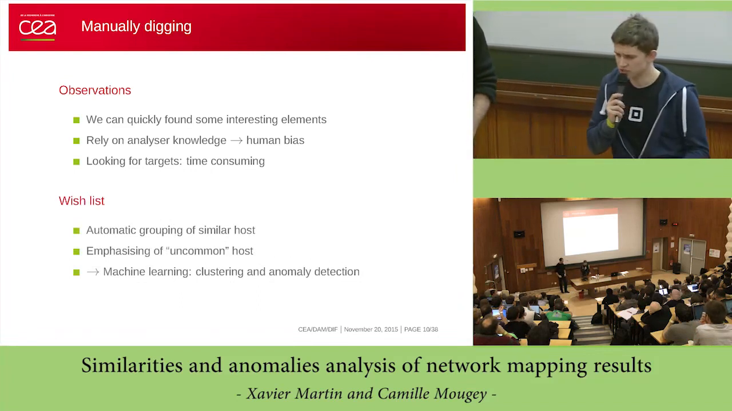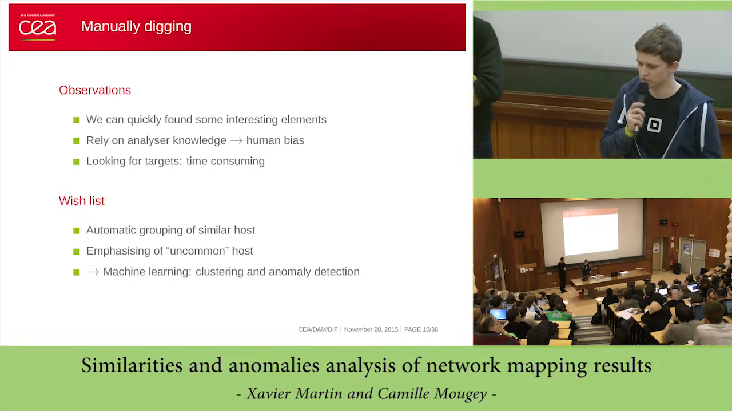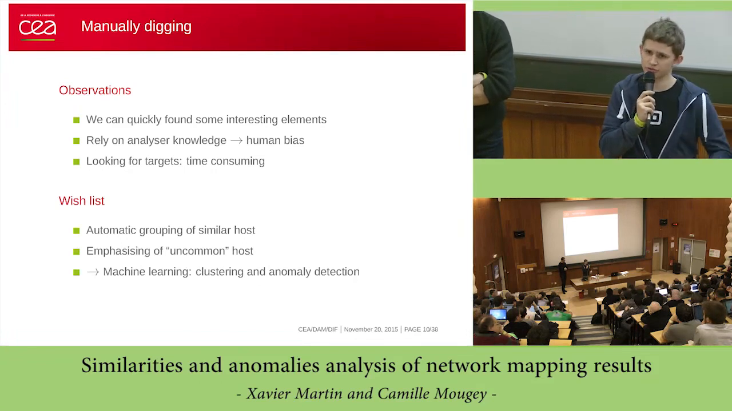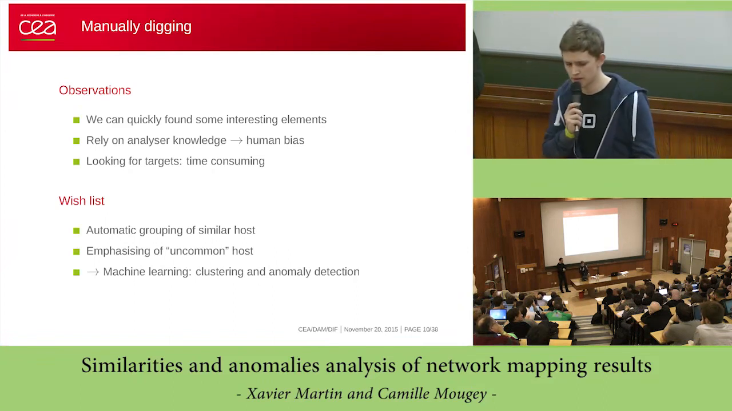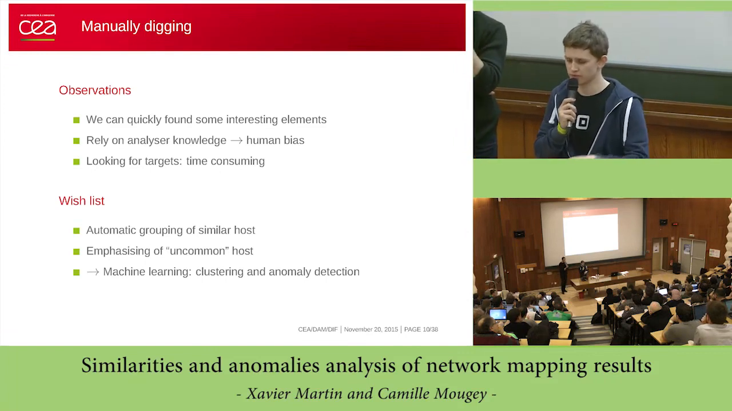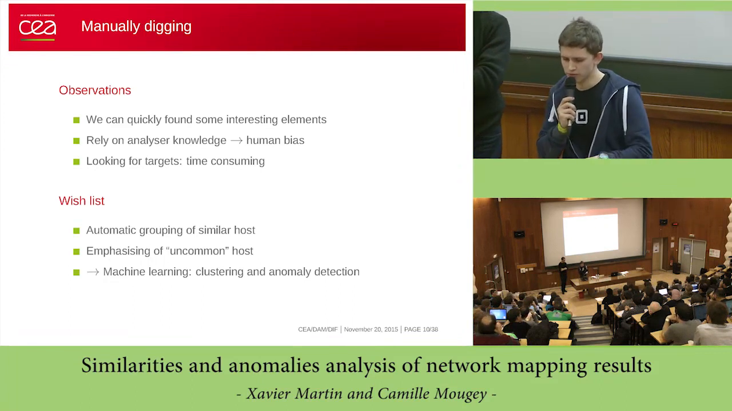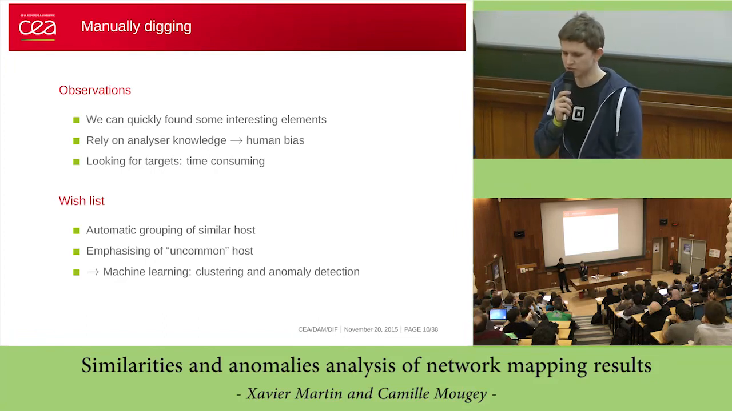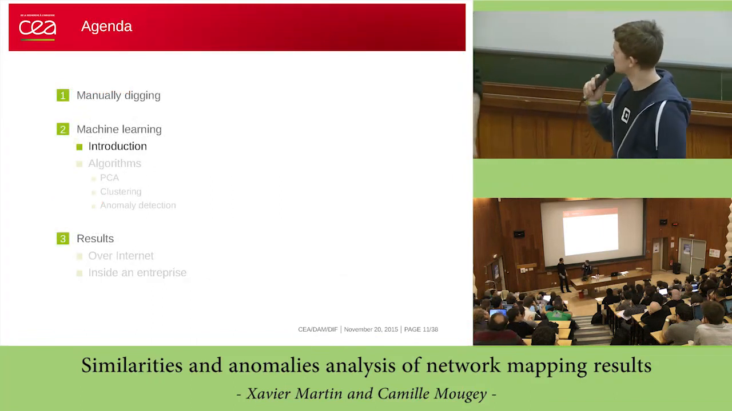So what is our wish list? We want to have a way of automatic grouping of similar hosts. That is to say, I don't want to consume time on one printer and then on other printers, because this is exactly the same. If I find a vulnerability on it, I want to have all of them, and if I don't find something interesting, I don't want to spend time on other ones. I want to have a way to emphasize uncommon hosts, and maybe machine learning with clustering and anomaly detection can be the solution. So this is what Xavier will talk about.